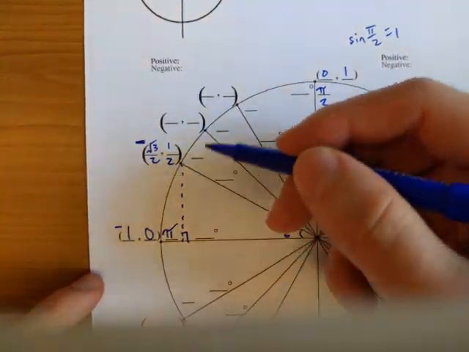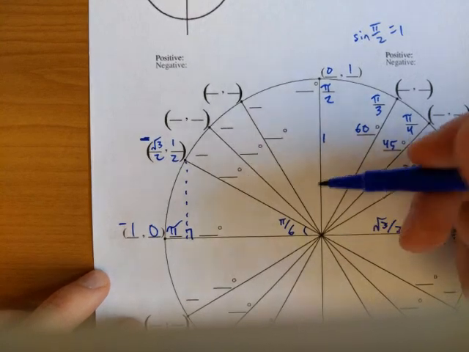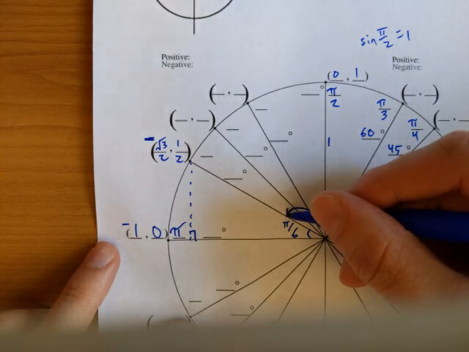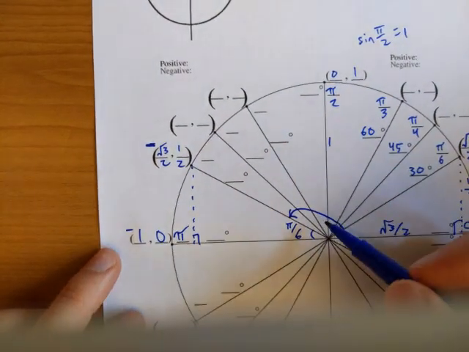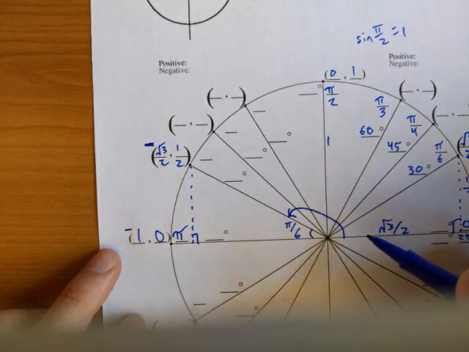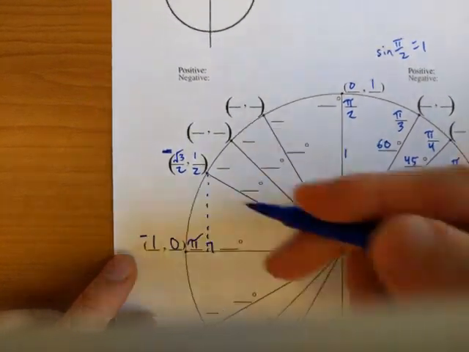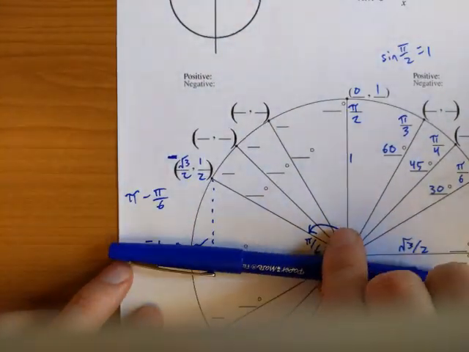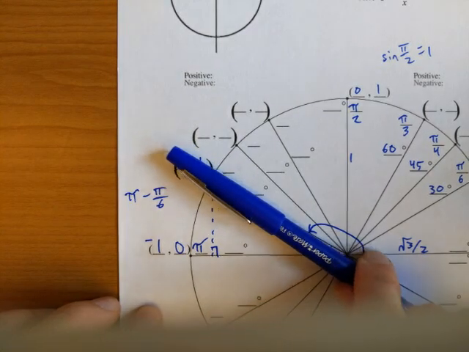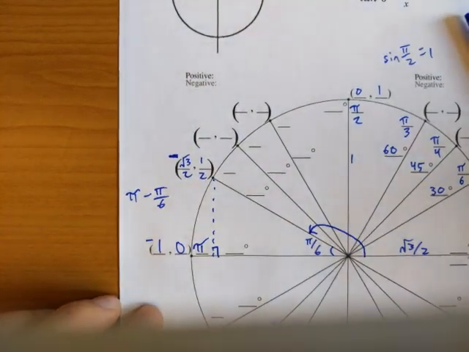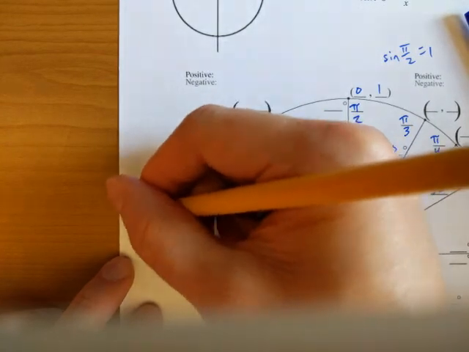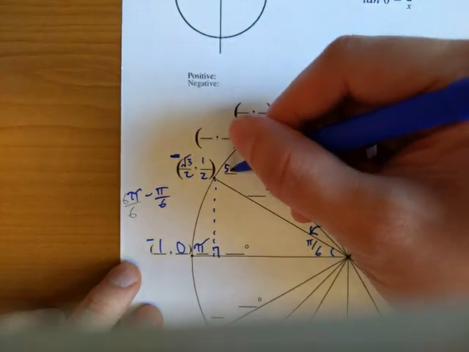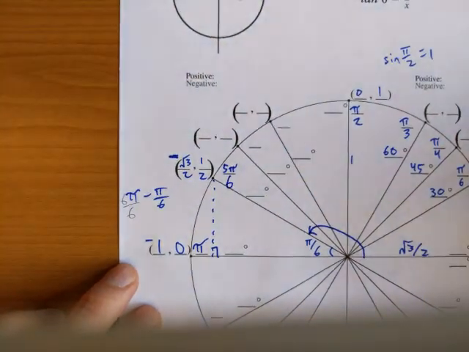So now we're going to have negative root 3 over 2 for that x coordinate. Then the question is, what angle is that we just found the coordinates for? Well, we know the reference angle is pi over 6. And so we're wondering, what is this angle right here? Well, this angle is just a little bit less than half a circle, a little bit less than pi. So if we take pi and go backwards pi over 6, we'll find the angle we're looking for. Well, pi is 6 pi over 6. So 6 pi over 6 minus pi over 6. This angle we just found is 5 pi over 6.